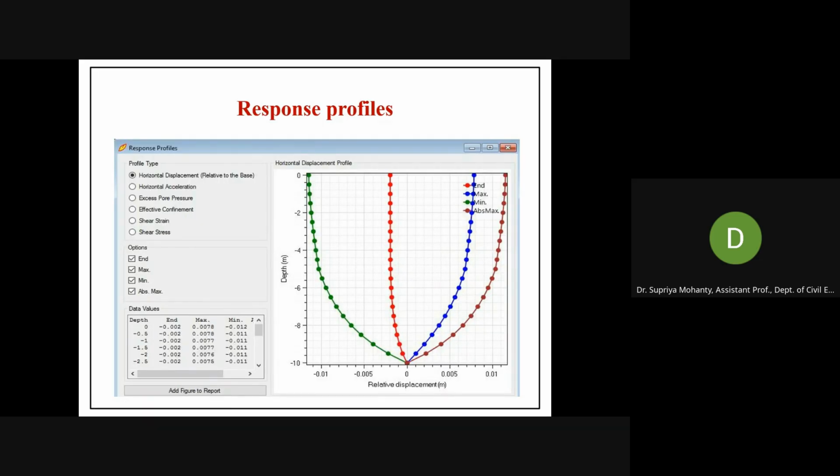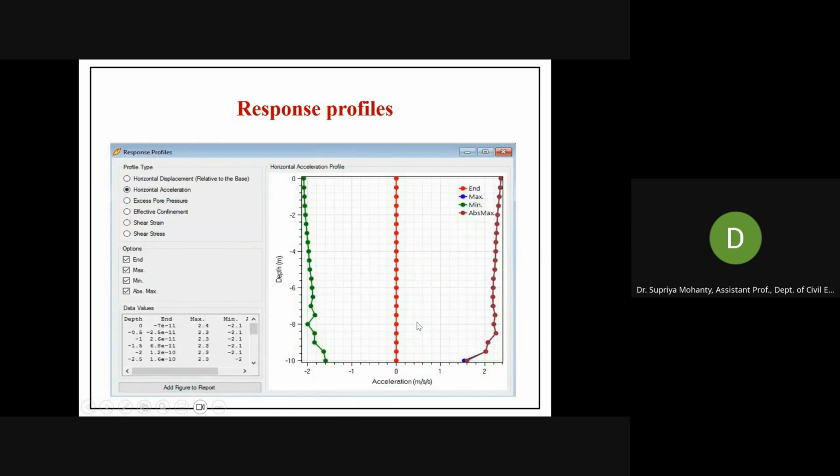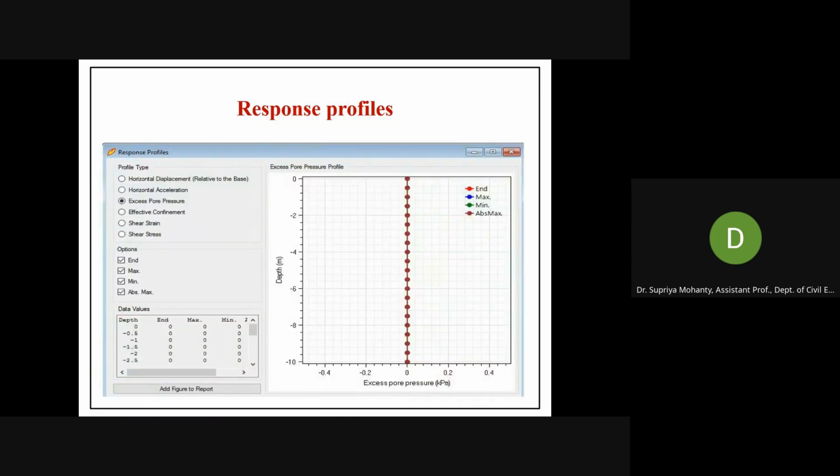After analysis you can get the horizontal deformation, horizontal oscillation, excess pore pressure, effective confinement, shear strain, and shear stress. For liquefaction we are more interested to know how the excess pore pressure is varying. Depending on the loading condition and soil type, you can get this pore pressure variation with depth also. Here it is zero because the water table was considered at 2 meters in this particular case. So at zero depth, the excess pore pressure is zero.